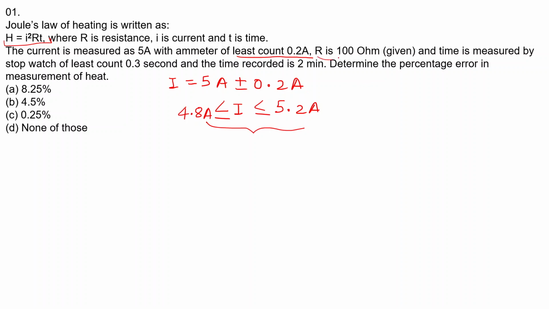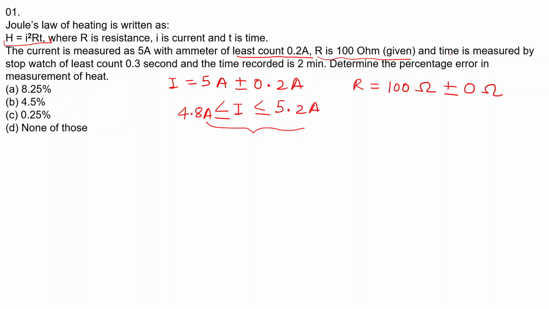Then the resistance value is 100 ohm given. We have to be careful here. 100 ohm is given. They are not measuring it. They are just taking it as it is. So there is no error they are giving here. That means the error in this value is 0. We are just taking it to be 100 ohm, because we are not measuring R here.